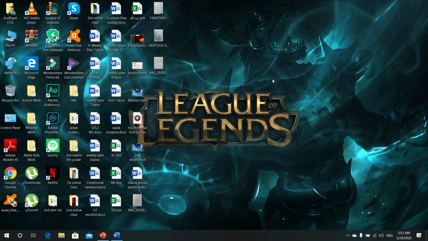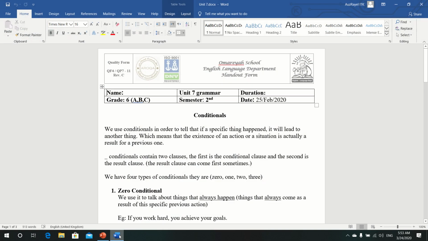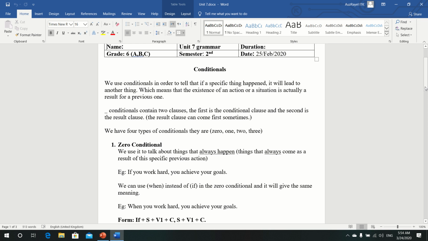So in today's class we will be taking revision for the whole unit 7, and we will be starting with the conditionals, which is the most important grammar, the thing that you usually find some difficulties in. So I will be starting with the conditionals. The usage of this grammar.